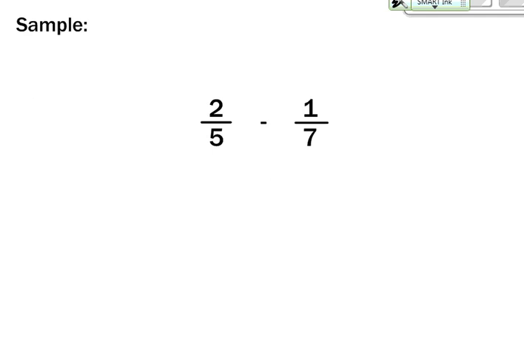Here's a sample problem to continue on this way as it comes to dealing with adding and subtracting fractions.